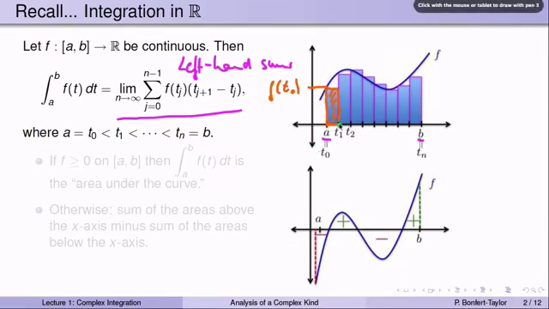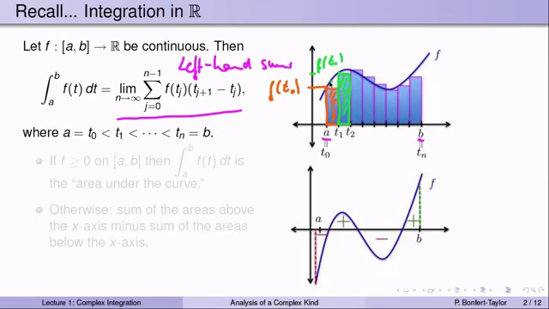Similarly, I take f of t1, which is that value right here. So here's f of t1, and that's this length. I multiply that by t2 minus t1 and get the area of the next rectangle. And so by taking the sum of all these products, I'm going to add up the values of all the areas of these rectangles. Well, that's an approximation for the area under the curve.